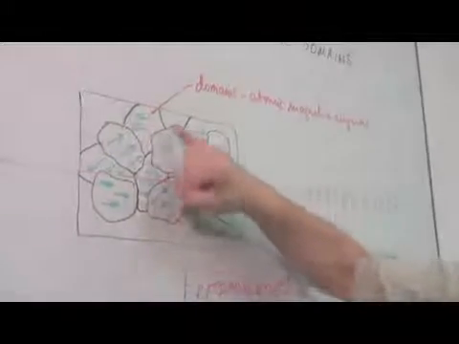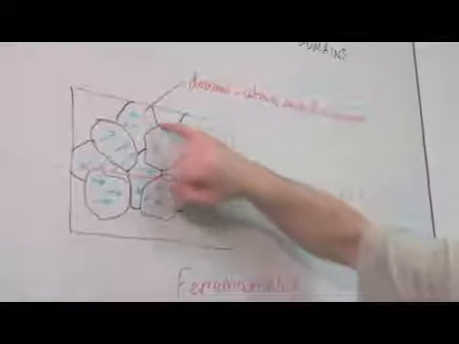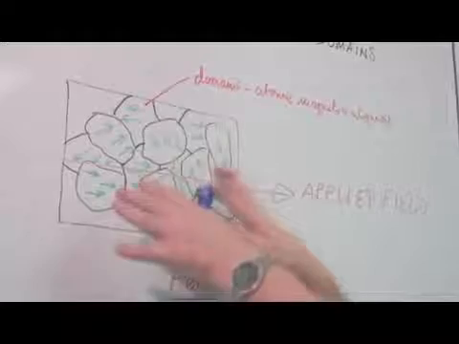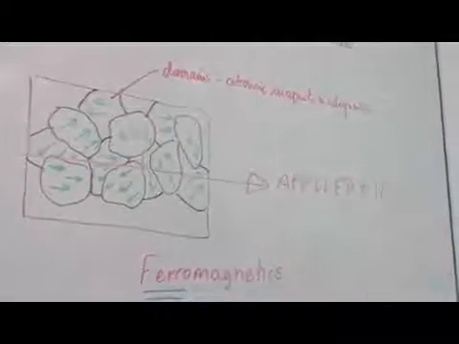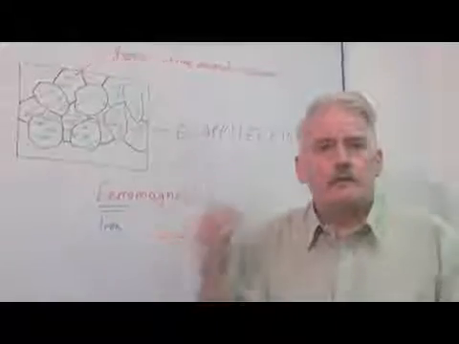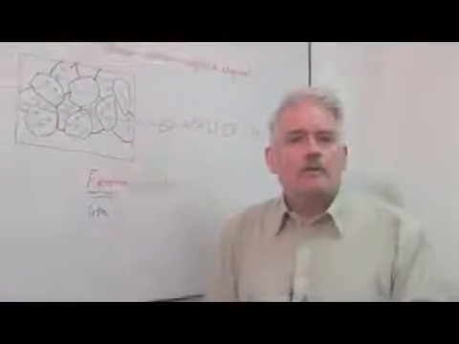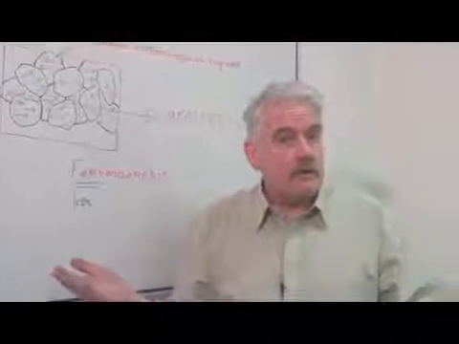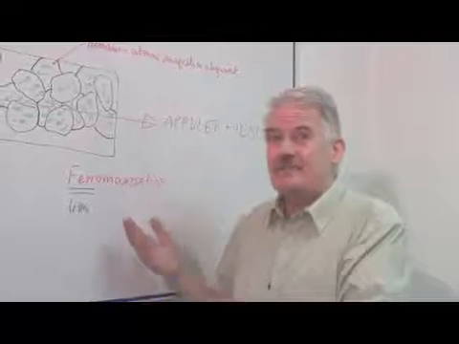The boundaries, sometimes the domain here will snatch a few from this one. If this is particularly strong, it'll pull a few from this one, and maybe some will disappear and some recreate. But overall, as soon as that applied field is there, then suddenly you get all of these domains snapping into order.